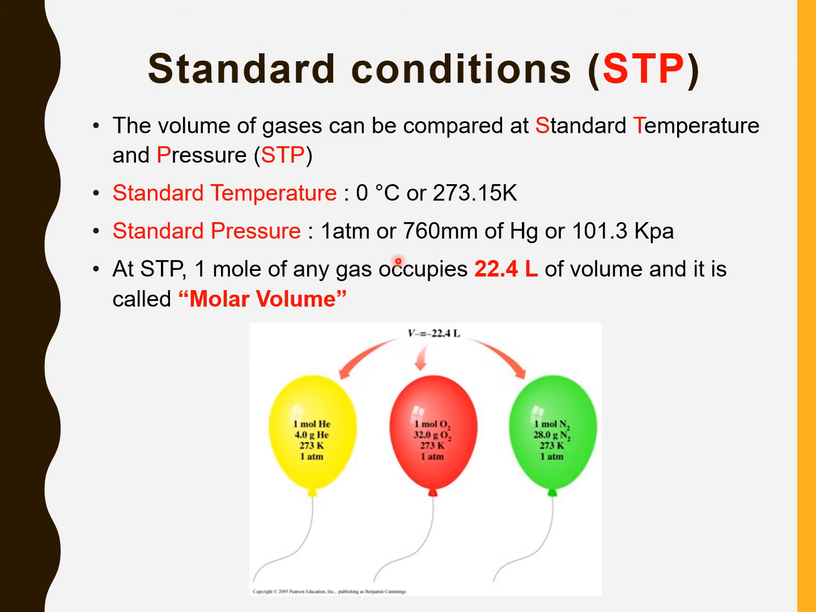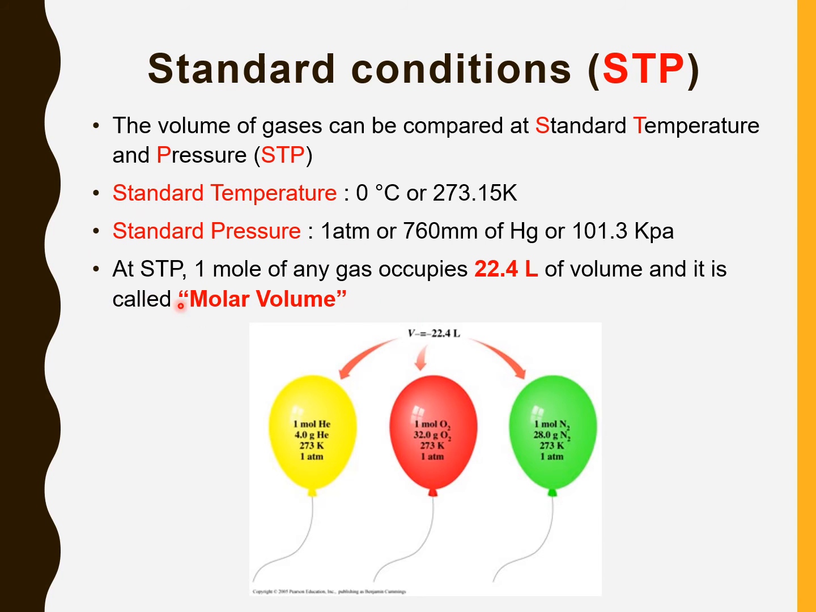At standard temperature and pressure, 1 mole of any gas occupies 22.4 liters of volume, and this is called molar volume. It is considered molar volume because even if you fill it with hydrogen, helium, oxygen, nitrogen, name any gas, at standard temperature and pressure they occupy the same volume. So now you know what the ideal conditions are.